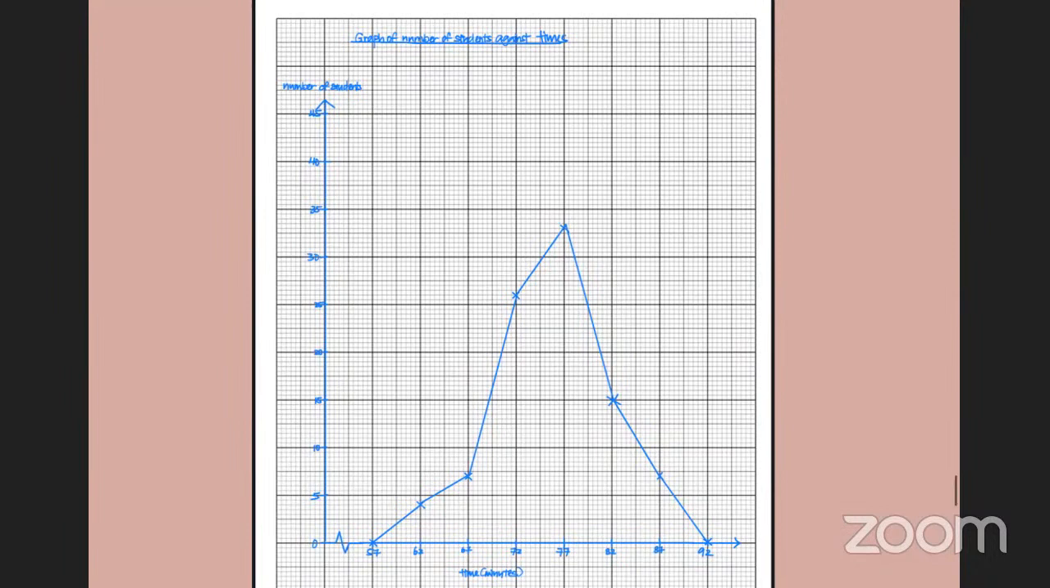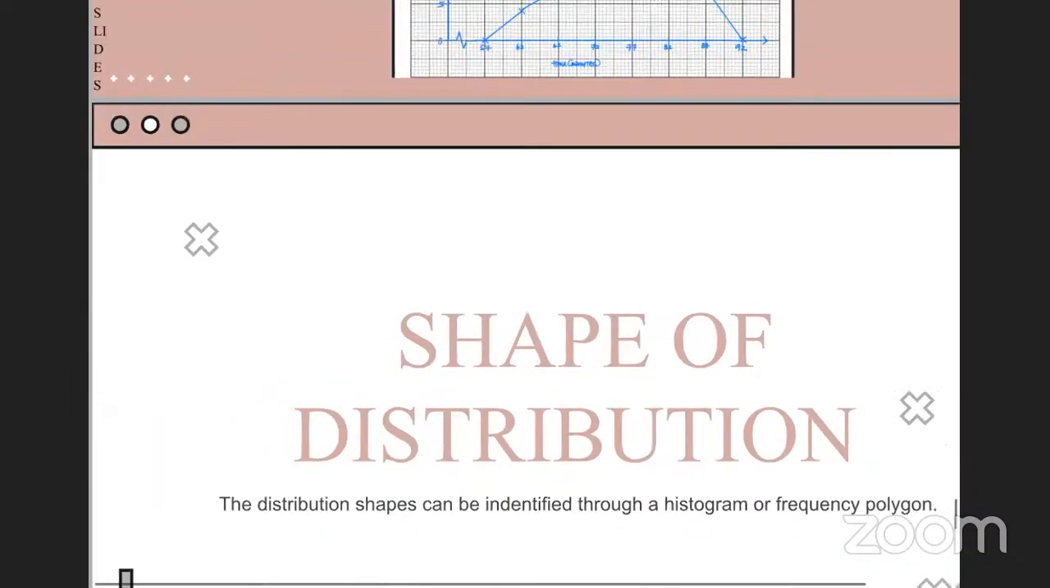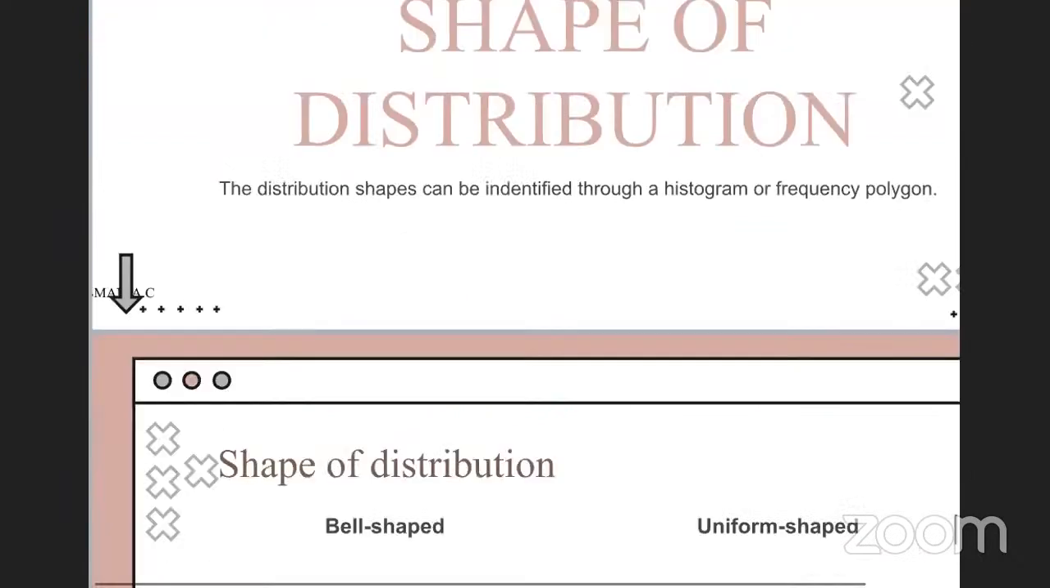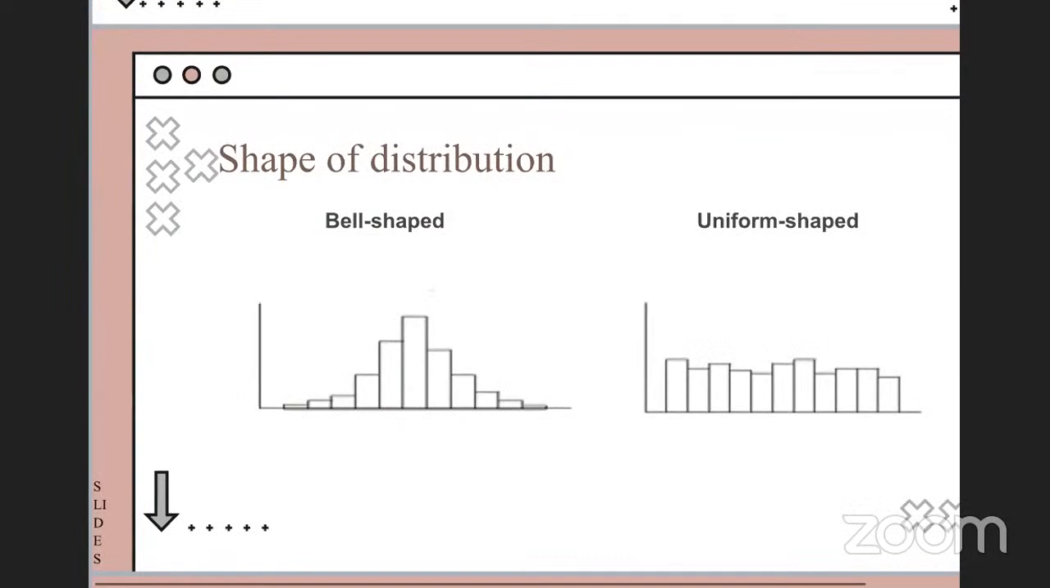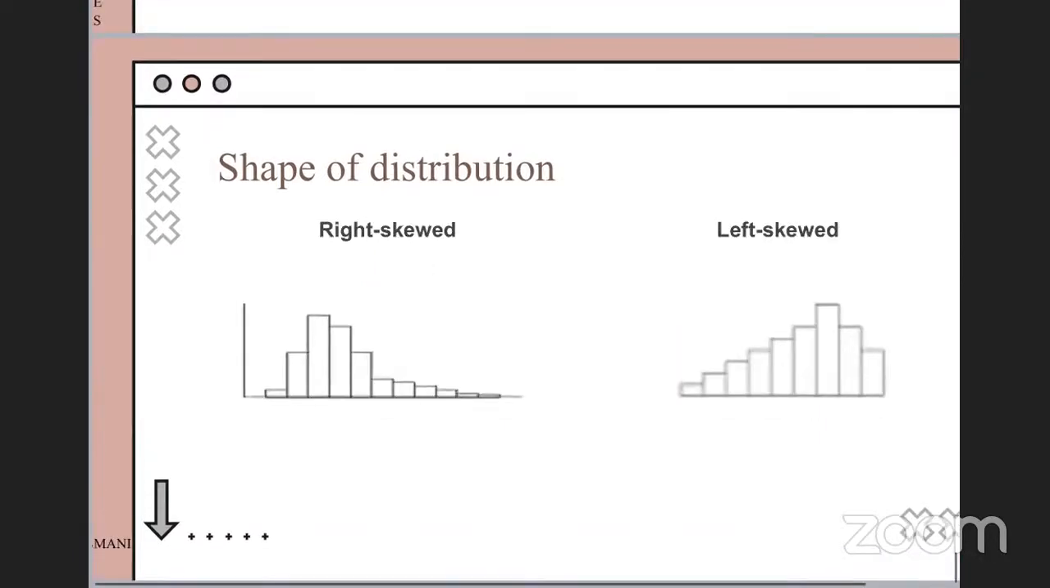Okay. So now I'm going to talk about the shape of distribution. There are only 4 shapes. This is the bell shape because it just looks like a bell. And this is the uniform shape because it's quite flat. And then the last two will be the right skew and the left skew, because here is the left and here's the right.